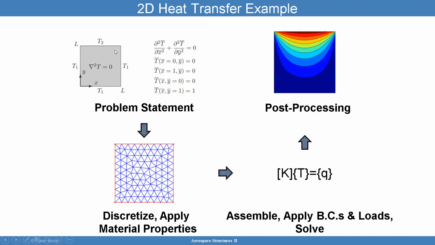I'll take this domain, divide it into subdomains, triangles, and then I'll turn it into KT equals Q. K is known, Q is known. K depends on the geometry, how many elements I have, the material properties, and so forth. Q are the heat fluxes I'm applying or the temperatures I'm applying. But I can solve for T now, and when I solve for T, I can just plot it.